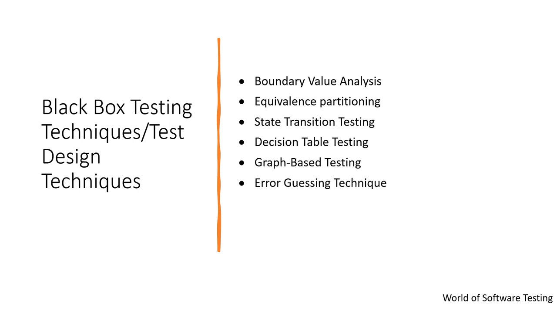So these are the black box testing techniques or test design techniques. The first one is boundary value analysis, also termed BVA in short. The next one is equivalence class partitioning, ECP, and then state transition testing. The next ones are decision table testing, graph based testing, and the error guessing technique. We are going to cover these test design techniques in the upcoming lectures.